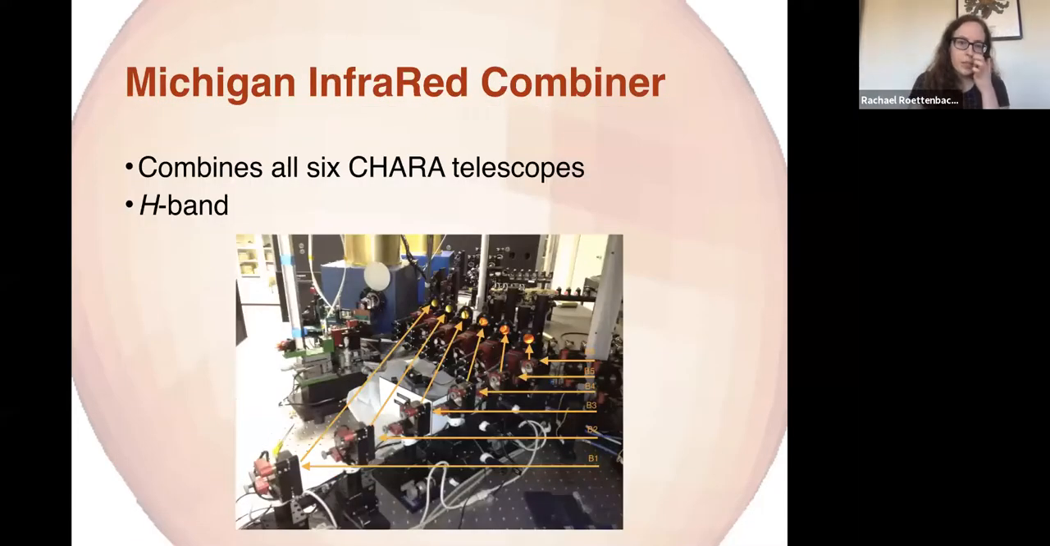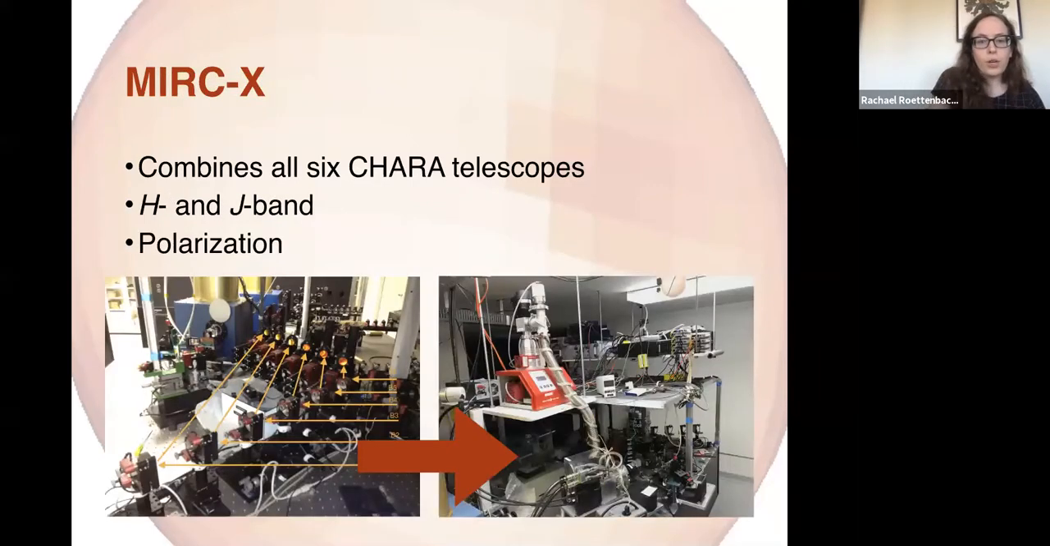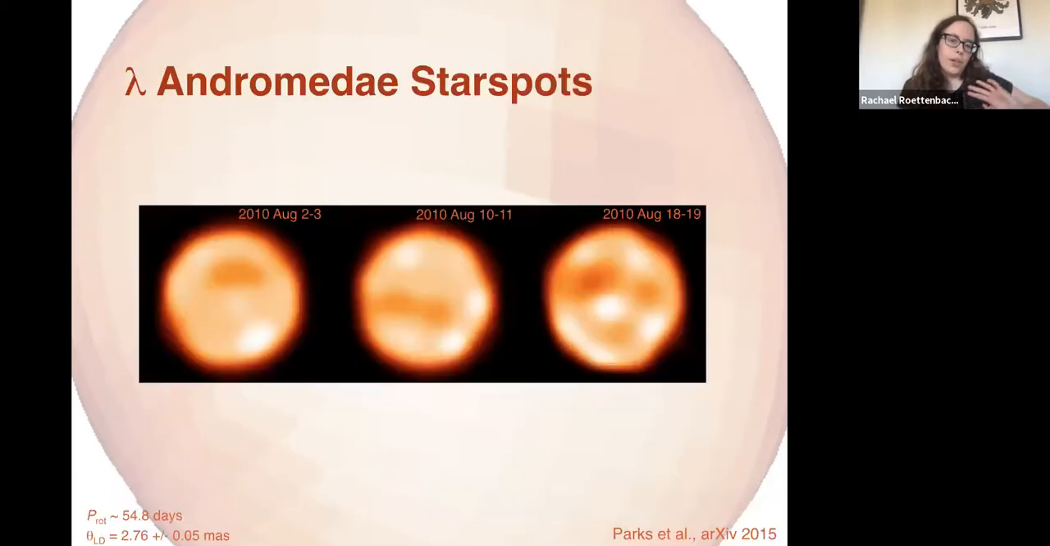And I used to use the Michigan Infrared Combiner, which used all 6 CHARA telescopes in H-band. And so the images that I'm going to show you are all with this combiner. It's recently been upgraded to MIRC-X, which is in collaboration between the Universities of Michigan and Exeter. And it uses all 6 telescopes. It has H and J band capabilities, and they're working on testing the polarization options of it too. So here is an example of an image of a spotted star using MIRC at CHARA. So this is the original MIRC instrument. These are snapshots of the RSCVN Lambda Andromeda.